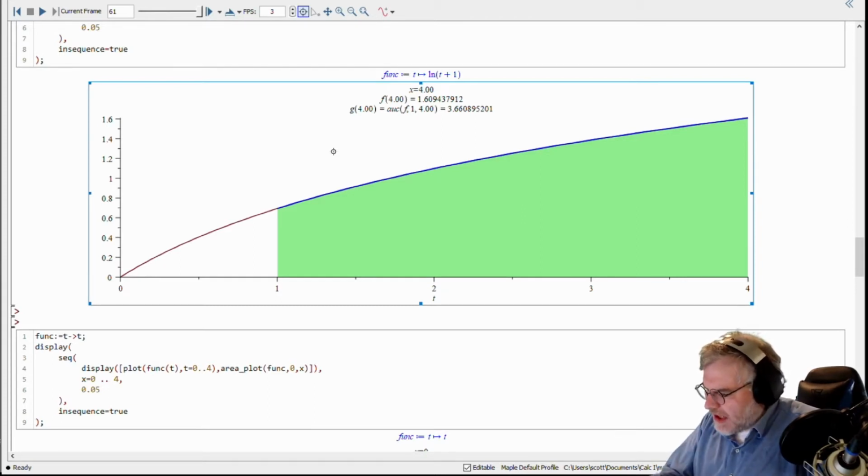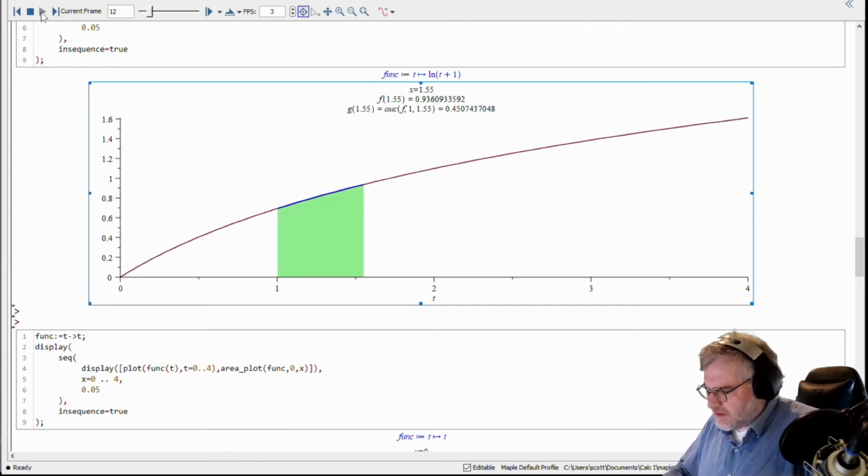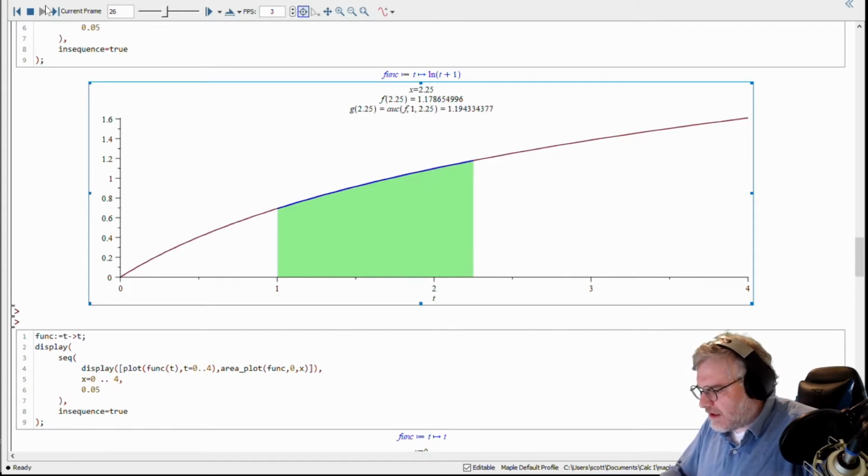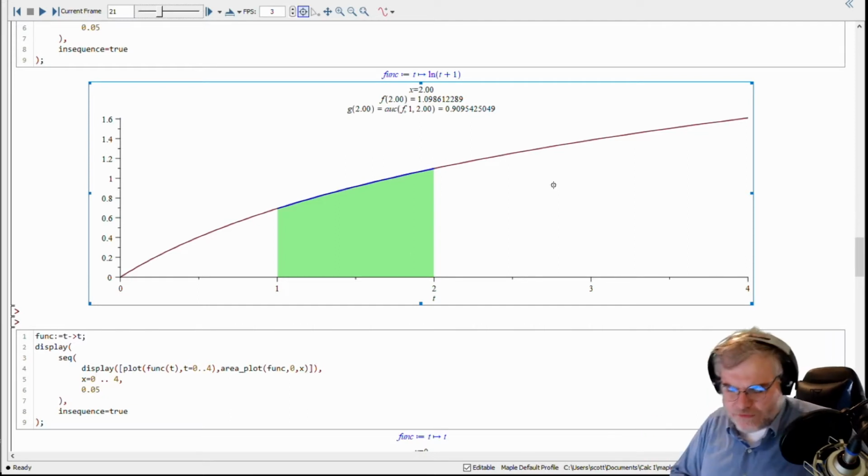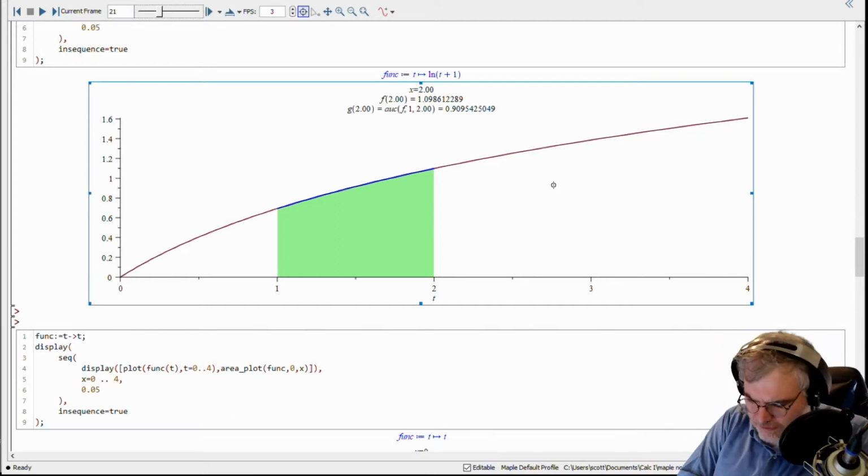So I'm measuring the area from this base point 1 as I move to the right. If I pause it at any given point, that's the amount of area I've accumulated. I've accumulated 0.59 units of area. I keep going, and now I've accumulated more. Right here, I've accumulated about 0.9 units of area. And so on and so forth as I go to the right.